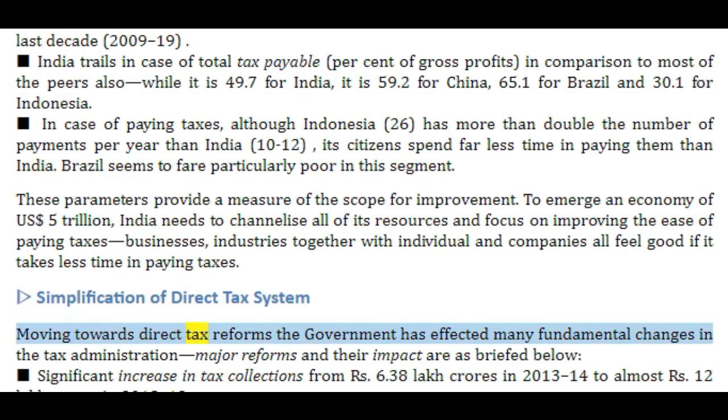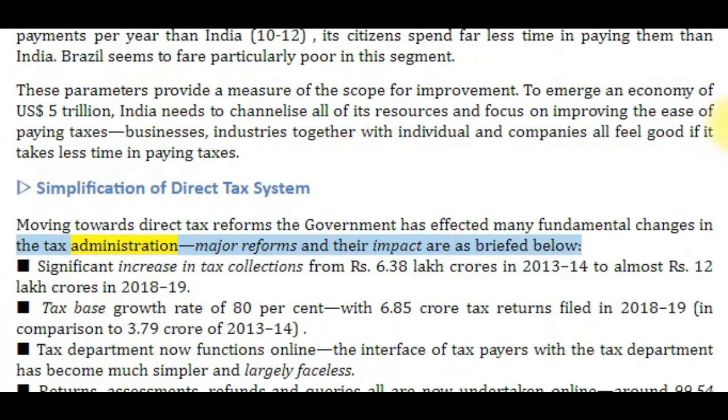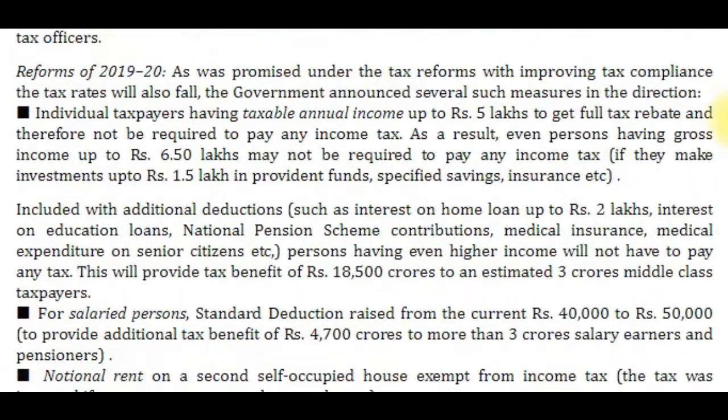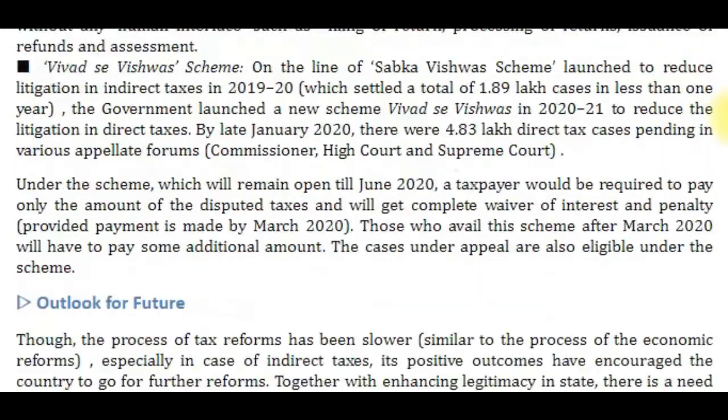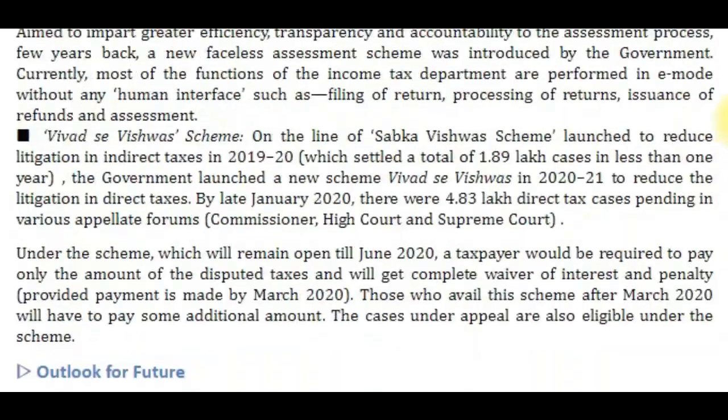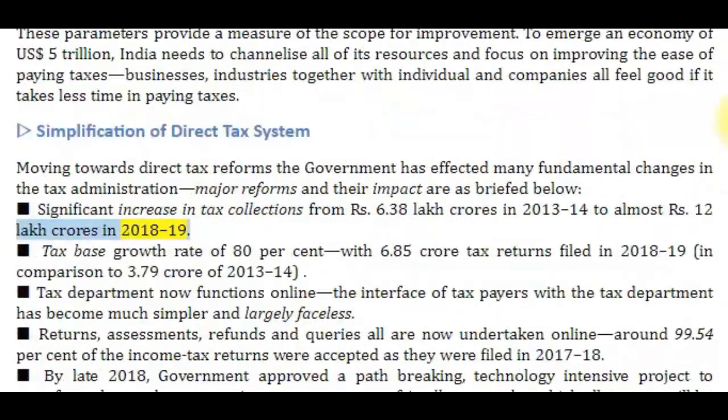Moving towards direct tax reforms, the government has effected many fundamental changes in the tax administration. Major reforms and their impact are as briefed below. Significant increase in tax collections from 6.38 lakh crore rupees in 2013-14 to almost 12 lakh crore rupees in 2018-19, a tax base growth rate of 80%, with 6.85 crore tax returns filed in 2018-19, in comparison to 3.79 crore in 2013-14.